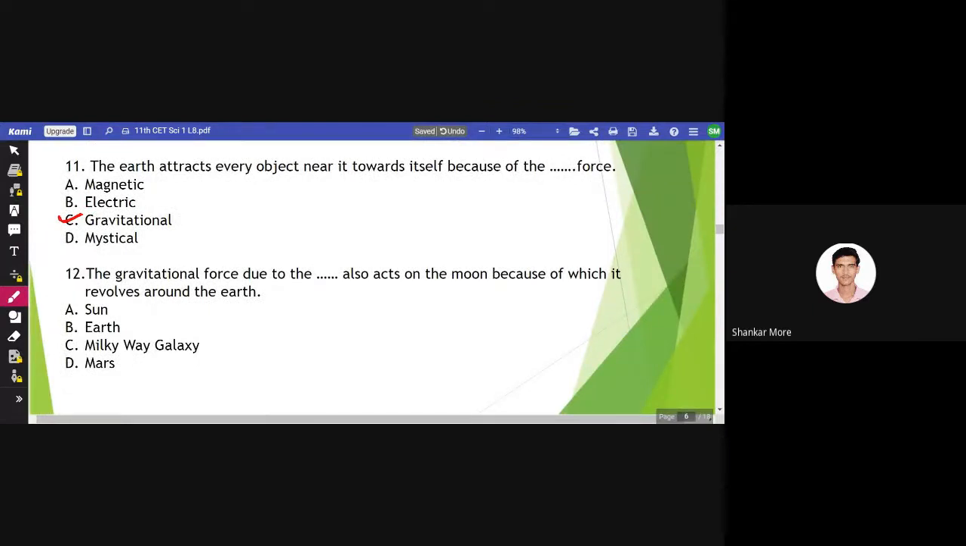Question 12th. The gravitational force due to the dash dash also acts on the moon, because of which it revolves around the Earth. So what is the correct answer? Earth itself, right? Yeah. Because of Earth's gravitational force, moon revolves around Earth. Right. Option B is correct.